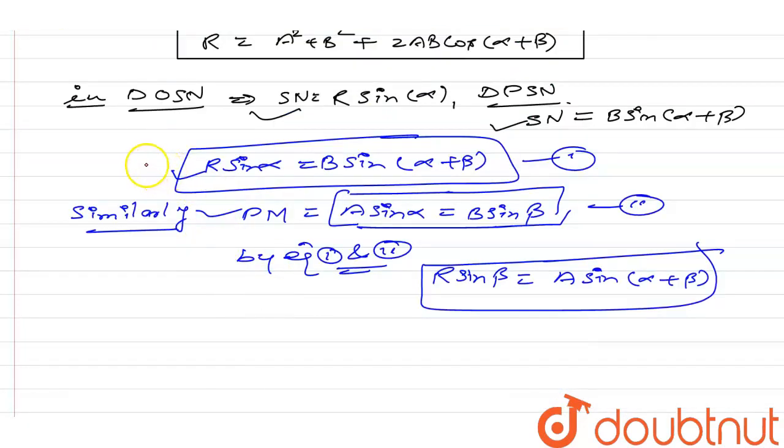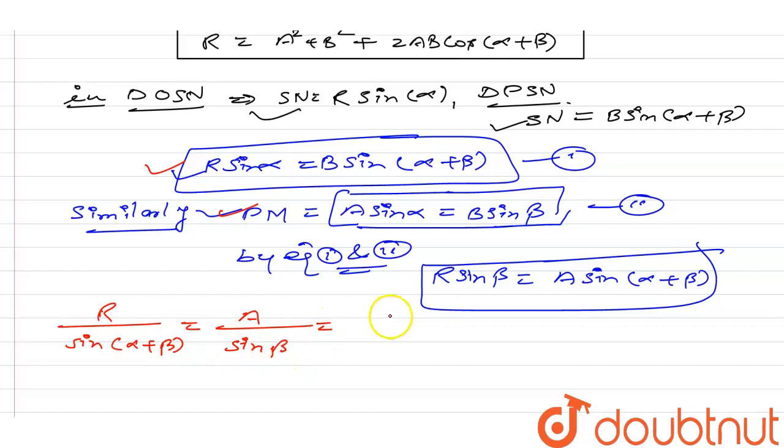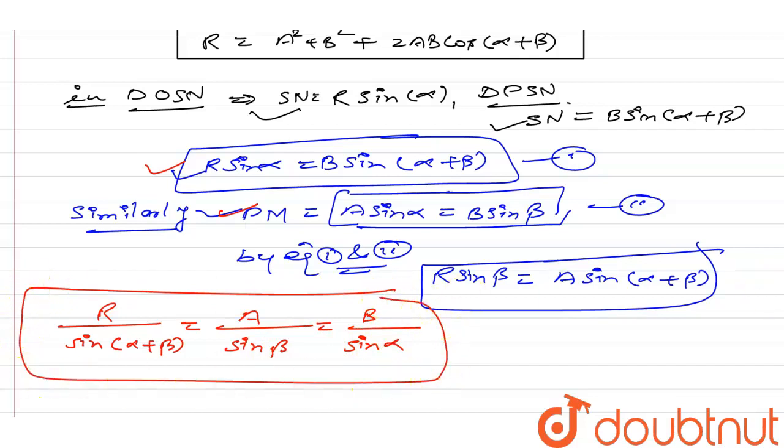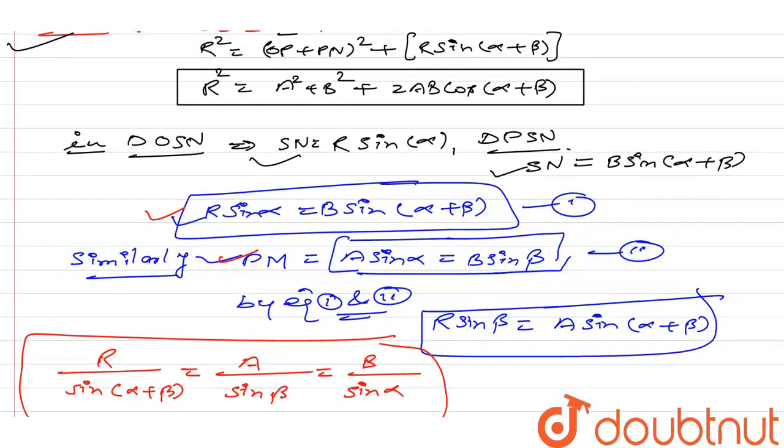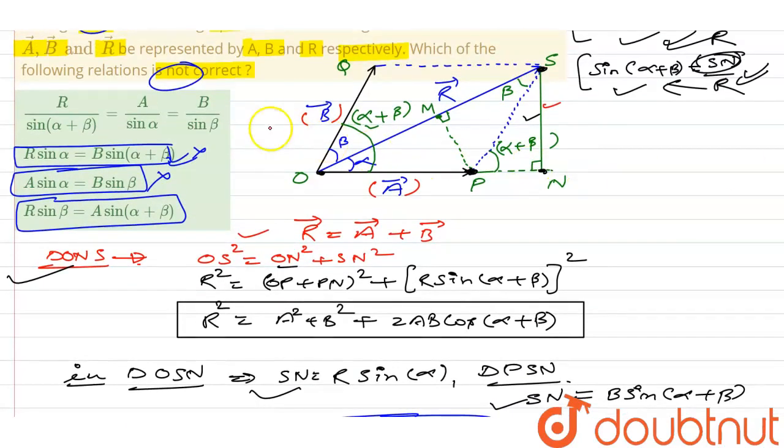If we combine the first and second equations, we can find that r upon sine alpha plus beta is equal to A upon sine beta, which is equal to B upon sine alpha. So this is our fourth expression, that is A upon sine beta equal to B upon sine alpha. So this expression is not correct. So this will be our answer. Thank you. So our first option is correct.